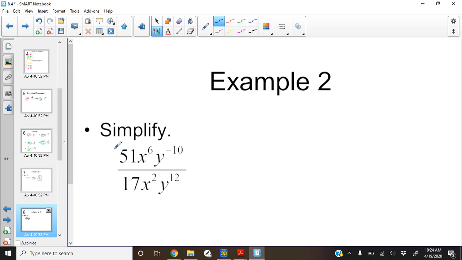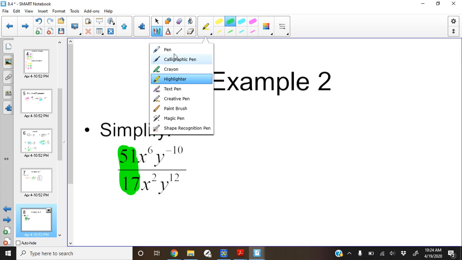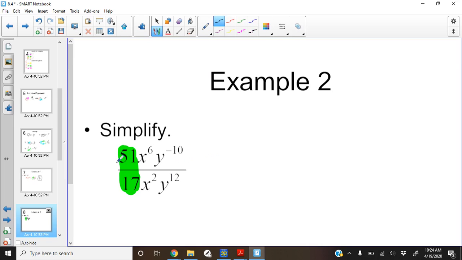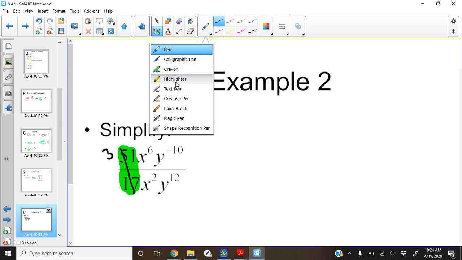All right, next problem. So first, I want you guys to remember, you still have to simplify any coefficients that we have. So 51 is still getting divided by 17. And when you divide those, you should get 3, regular 3. So we're going to keep it in the numerator. If you put it in the denominator, that's 1/3. So make sure that goes in the numerator.